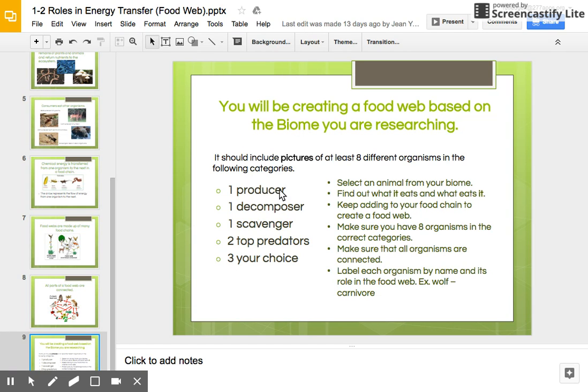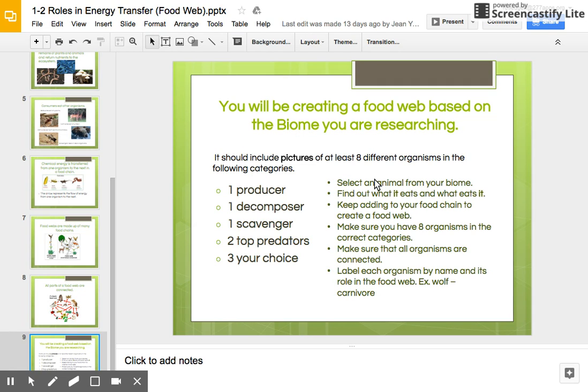So remember, your producer should be a plant. The decomposer is maybe a fungi or a bacteria that breaks down dead material in the environment. The scavenger is an organism that will eat a carcass, an organism that died of natural causes or was killed by something else, not necessarily recently. And then those 2 top predators.